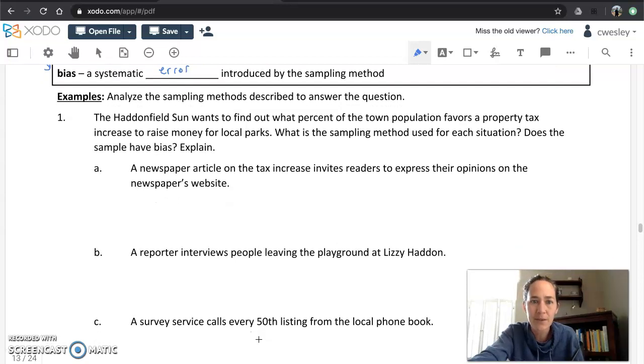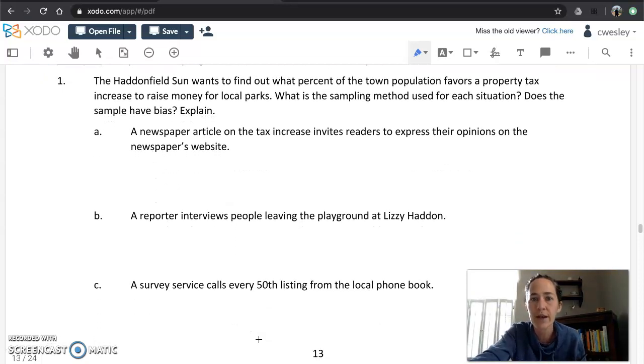So let's analyze these sampling methods. The Haddonfield Sun wants to find out what percent of the town population is going to favor a property tax increase, but to raise money for local parks that might appeal to people.